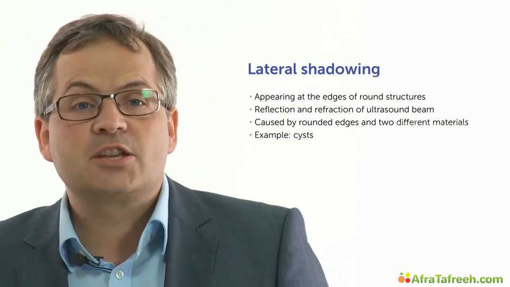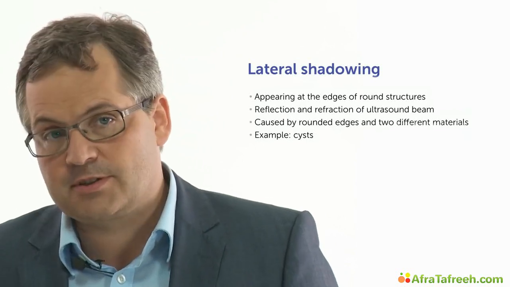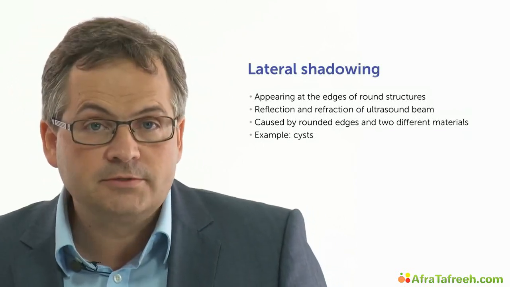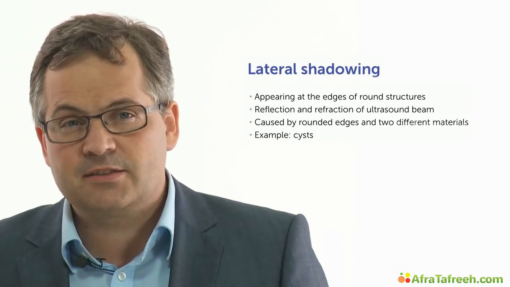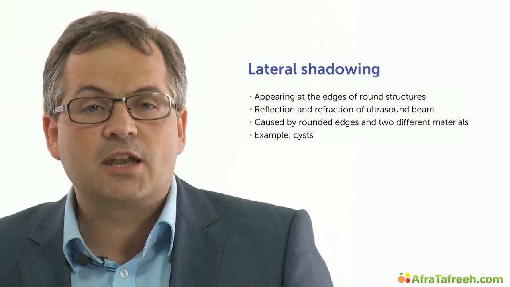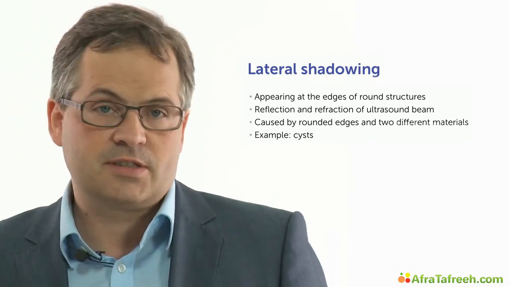Now we'll proceed to another artifact that can occur when we encounter cystic structures in our ultrasound picture. It's called the lateral shadowing, and it can also be a helpful tool, a criteria to properly display simple cysts. Lateral shadowing appears at the edges of round structures and is caused by the rounded edges of two different materials, like the parenchyma of any organ and the epithel of a cyst, for example. The ultrasound beam is partly scattered and refracted, leading to energy loss and the formation of a thin acoustic shadow behind the edges of our cystic structure.